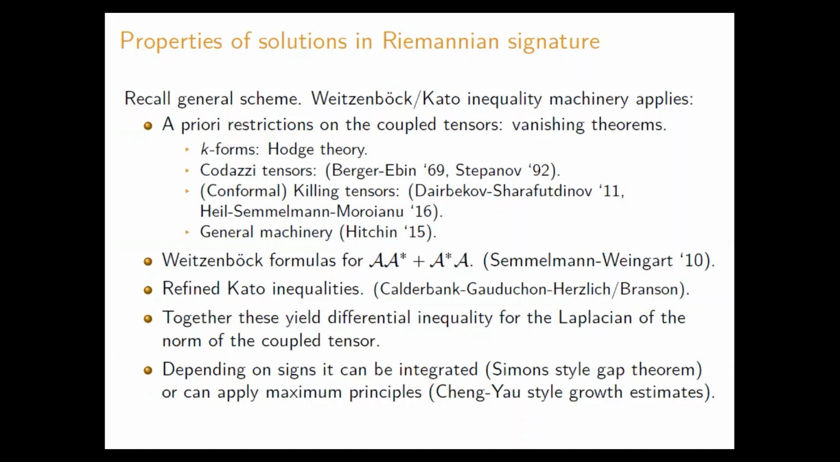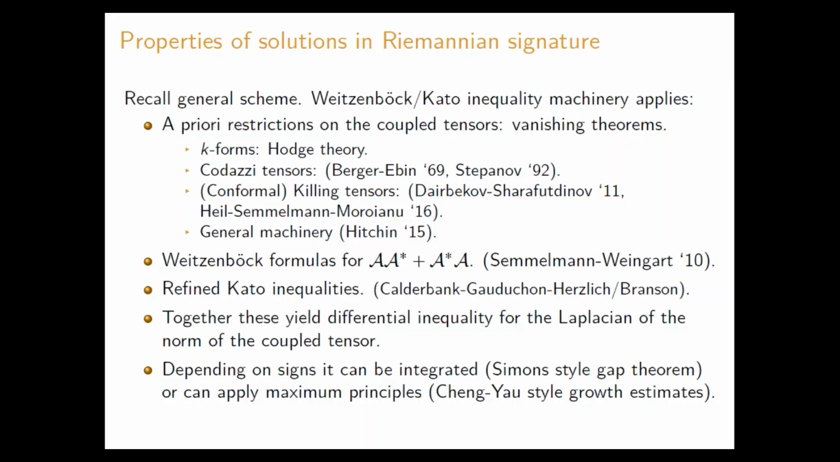So for k-forms, this is just Hodge theory. And for Codazzi tensors and Killing tensors, the two examples I was talking about, there are a number of papers that give essentially the definitive, the best results possible. For Codazzi tensors, in the case of valence 2, it goes back to an old paper of Berger and Ebin, and then Stepanov wrote a paper in the early 90s, and in recent years with collaborators he's written some more refined papers. And then in the Killing case, or the more general case of conformal Killing tensors, there's a paper of Dairbekov and Sharafutdinov, which uses integral geometry techniques. And then there's a more recent paper of Heil, Moroianu, and Semmelmann, which uses exactly the sort of representation theoretic machinery I was discussing before, and it's a very nice paper. And there's a little note of Hitchin that describes a general perspective on these sorts of things.